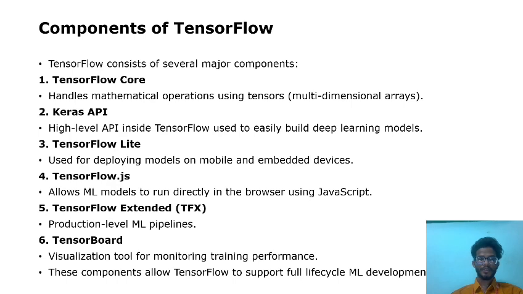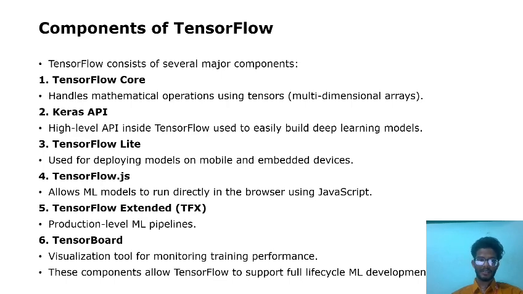Then Keras API. It is a high-level API inside TensorFlow which is used for easily building deep learning models like RNN, CNN, transformers. Then TensorFlow Lite. It is also a very important component we are using in TensorFlow. TensorFlow Lite is used for deploying models on mobiles and embedded devices.